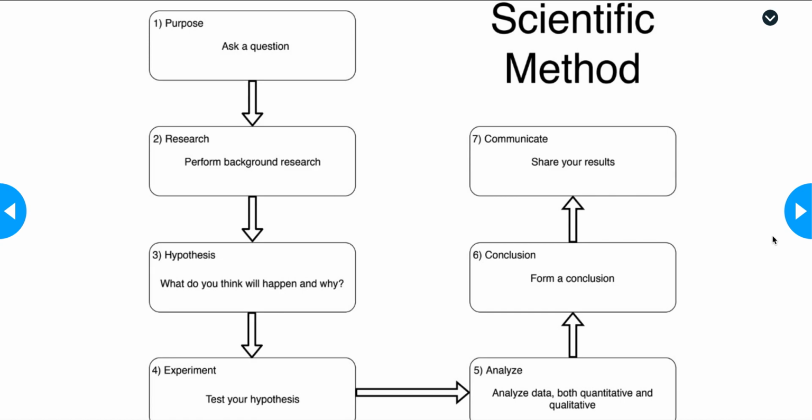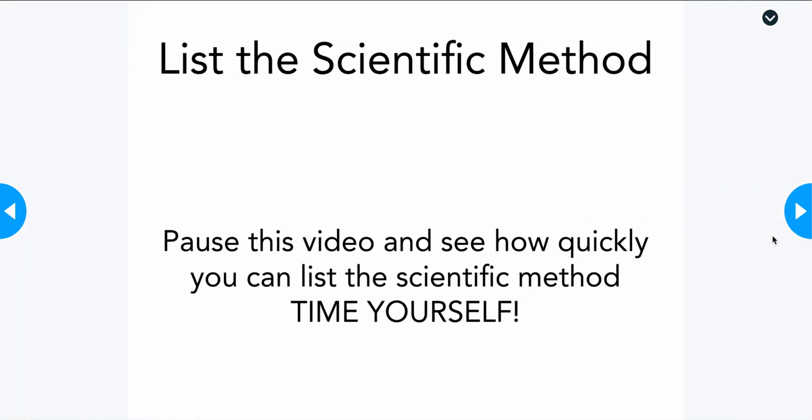So this is what your scientific method handout should look like. Make sure you have all of that filled out. All right, I want you to go ahead and pause this video and see how quickly you can list the 7 steps of the scientific method. Time yourself and see how quickly you can do it and how many you got right.